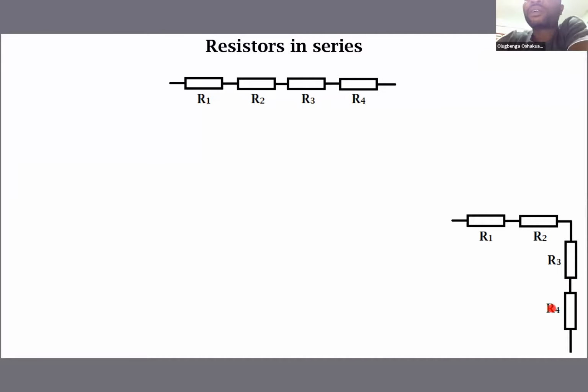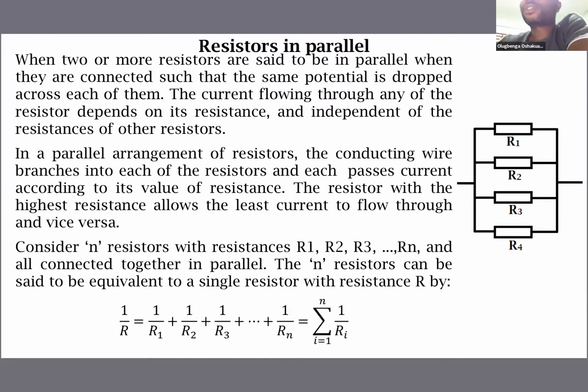And let's move to another type of arrangement. In this arrangement, it's called parallel. All the left ends are connected together, while all the right ends are connected together. So when current is flowing in this from the left, it enters this, gets to this junction, and it splits into 4.